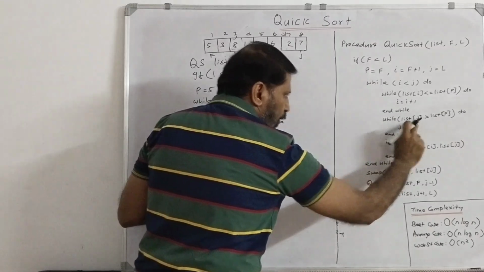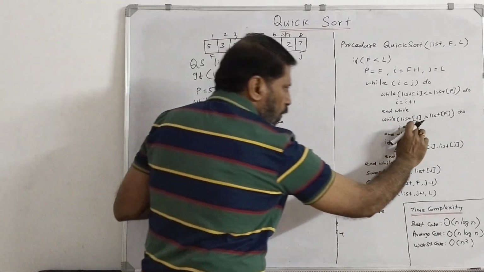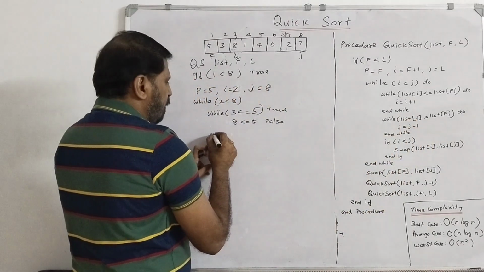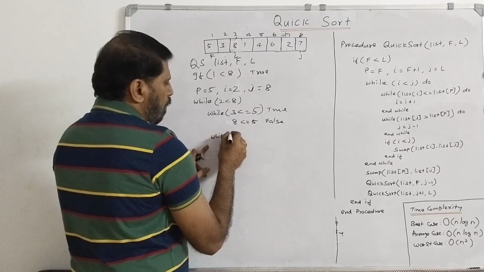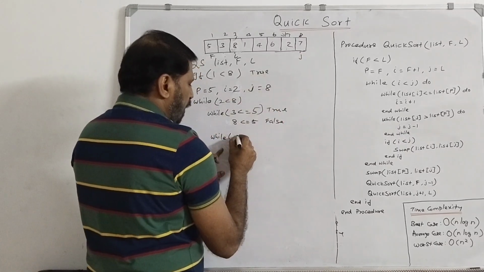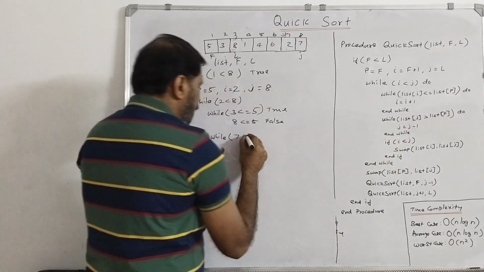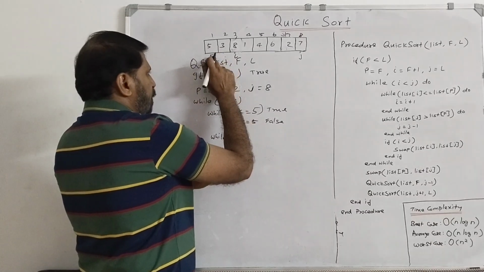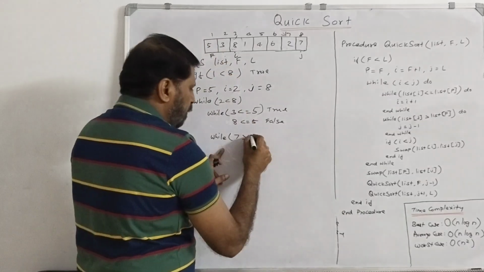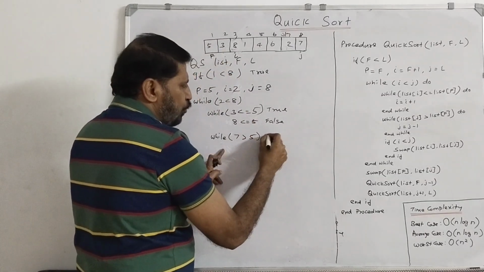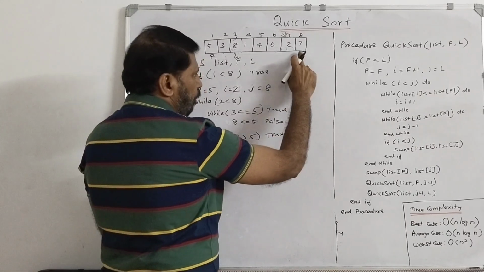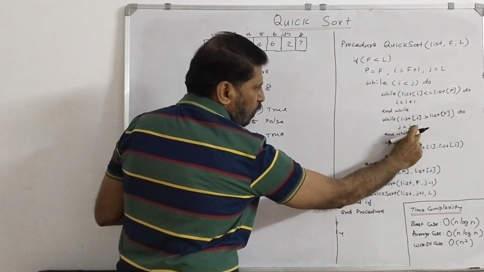We are coming to this while loop. We are taking j value now. What is list of j? While list of j, 7, is greater than list of p. Pivot is the first element. List of p is 5. Condition here it is true. If it is true, we are decrementing j equal to j minus 1.